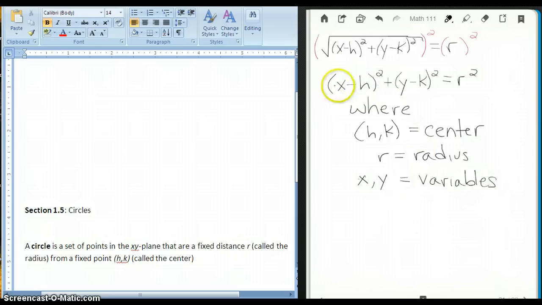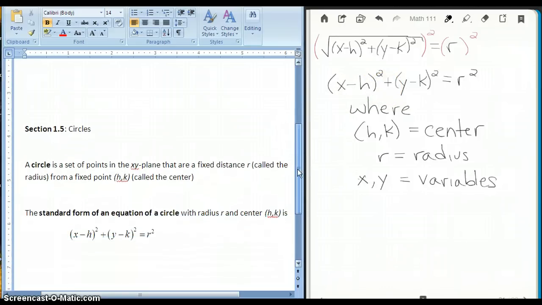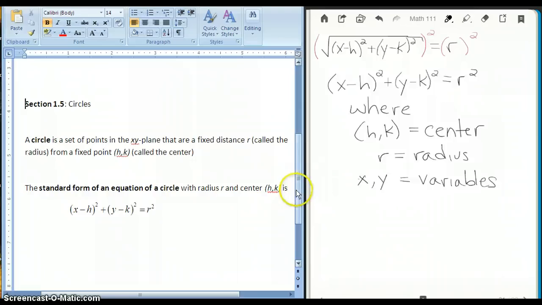So this is, it turns out, an equation of a circle. And I have a nice little definition over here for us. This is a specific kind of equation of a circle, what's called the standard form of an equation of a circle. This is the standard form of an equation of a circle with a radius of r, there's that r squared, and a center (h, k). So the center will be (h, k).